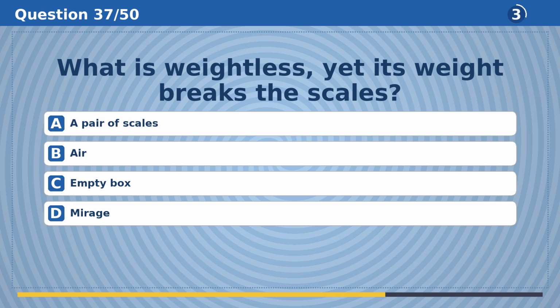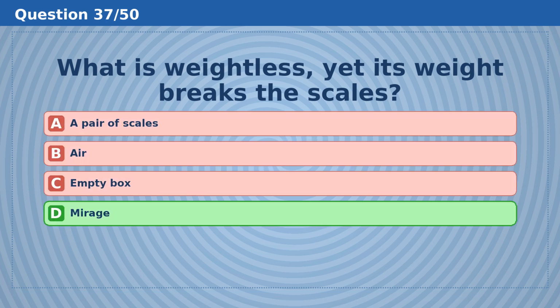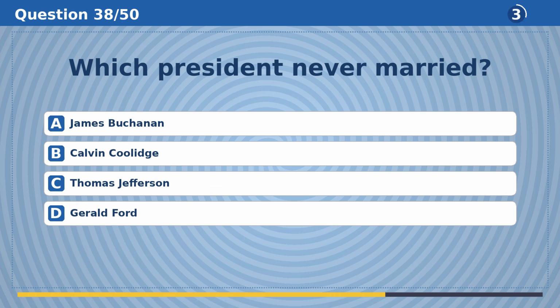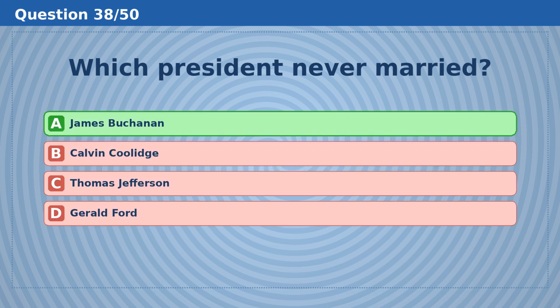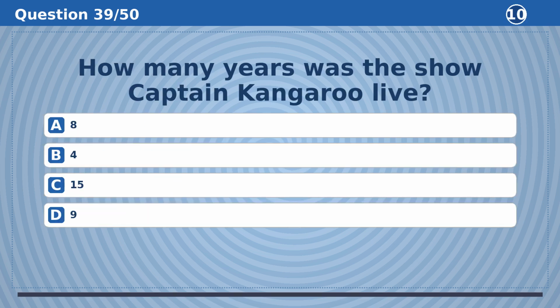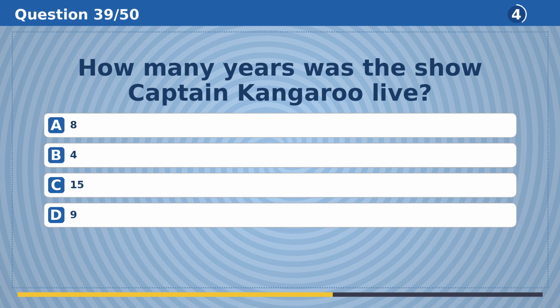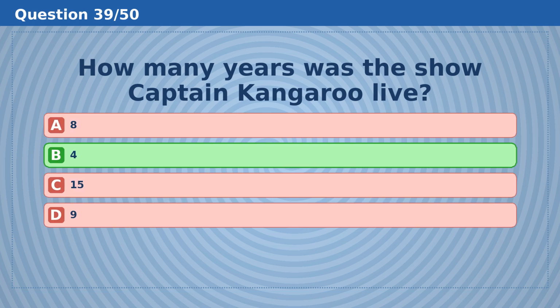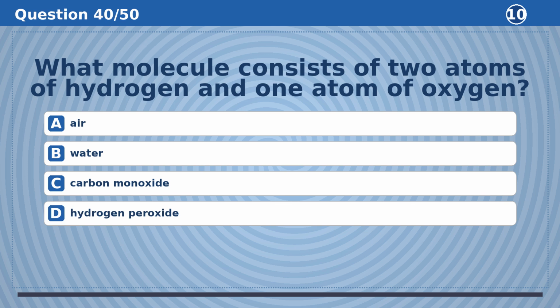What is weightless, yet its weight breaks the scales? The answer is D, mirage. Which president never married? The answer is A, James Buchanan. How many years was the show Captain Kangaroo live? The answer is B, 4.